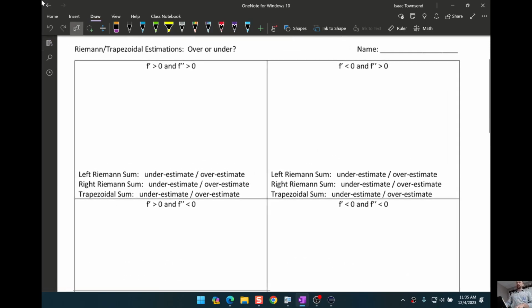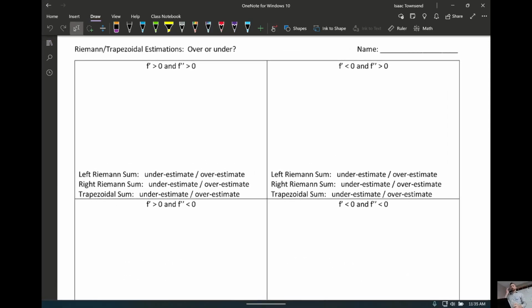Okay, and the thing about Riemann and trapezoidal sum estimations that I still need you to know is sometimes they will ask you if a Riemann sum, after you find it, is an overestimate or an underestimate. So, is your answer bigger than the actual area or smaller than the actual area? So, we're going to look at 4 different scenarios here. Either the function could be increasing or decreasing, or the function could be concave up versus concave down.